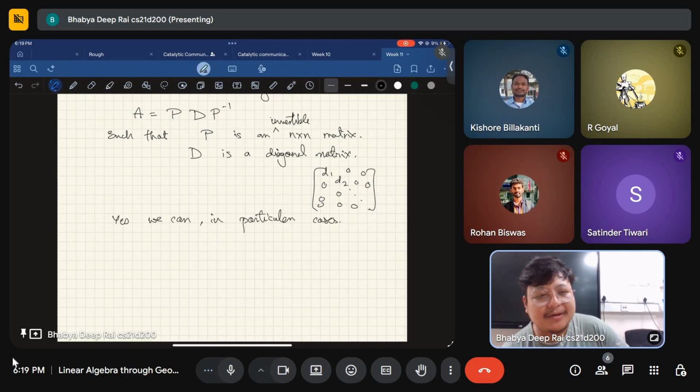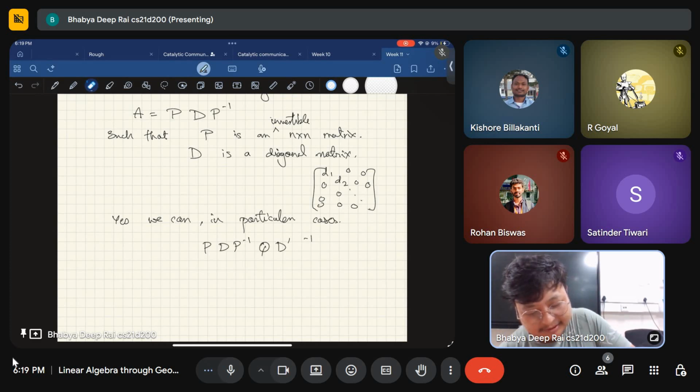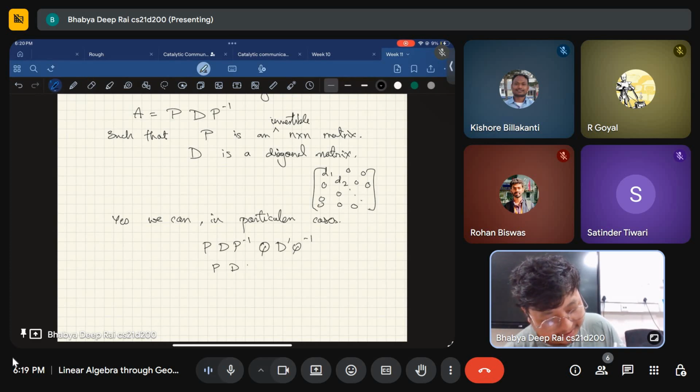For example, we'll soon see what happens if you multiply two matrices like P D P inverse and Q D prime Q inverse. What happens if you do this? Or what happens if you do P D Q inverse times Q D prime Q inverse? You multiply two such matrices. What happens?